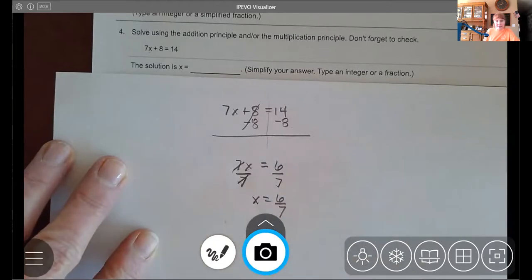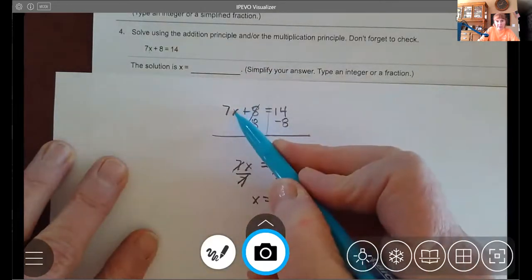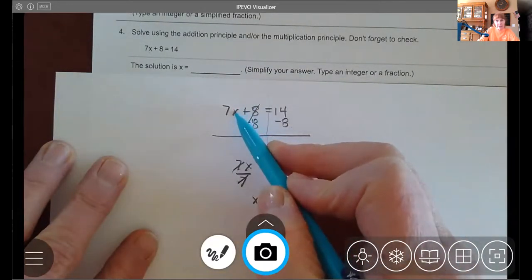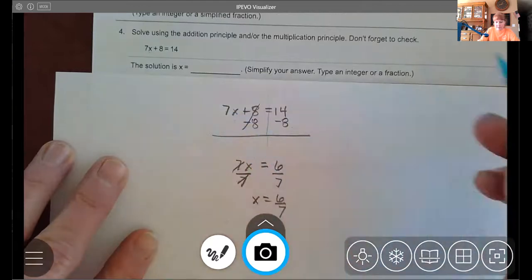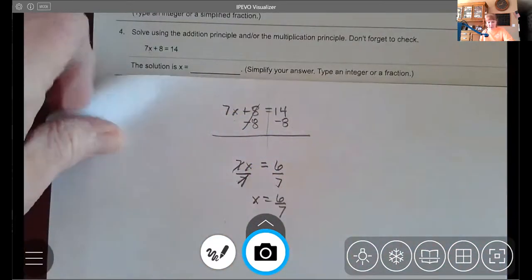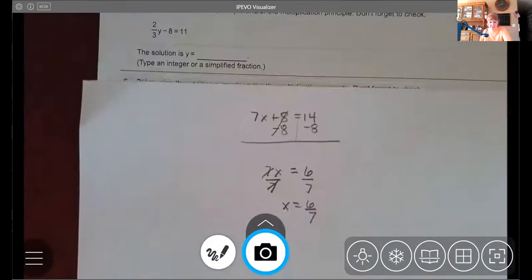Positive 6/7. And then you could put that back in, and it looks like the 7s will cancel, so it does work. When you put 6/7 back here, the 7s will cancel. One's in the numerator and the other's in the denominator. So 6 plus 8 is 14. Good idea to check.